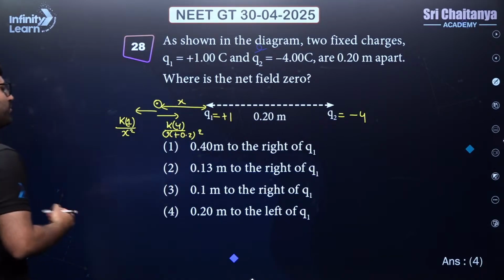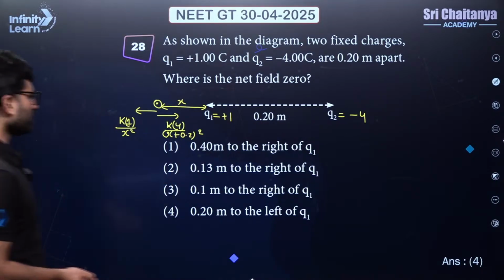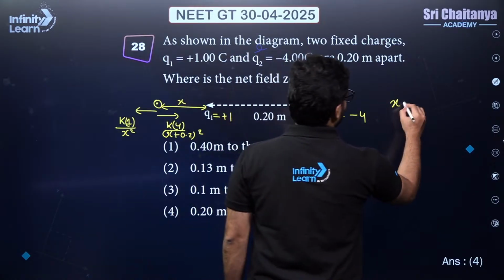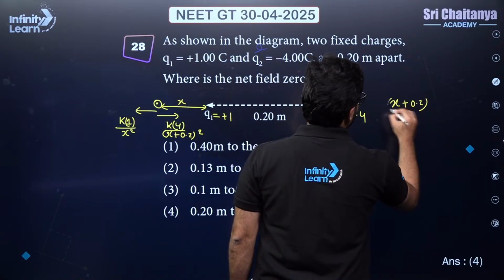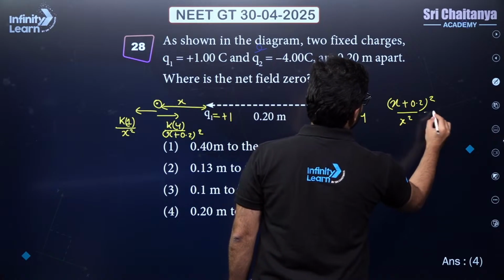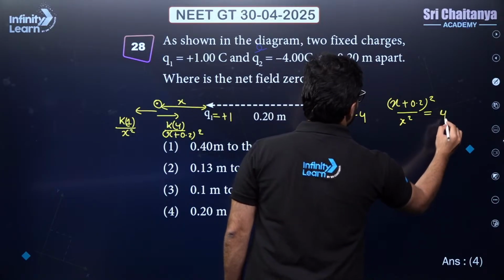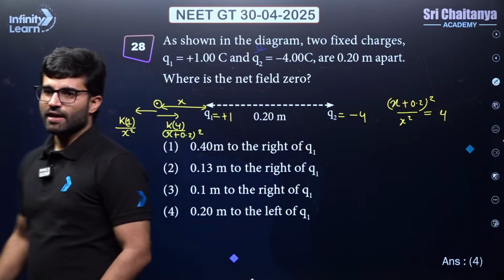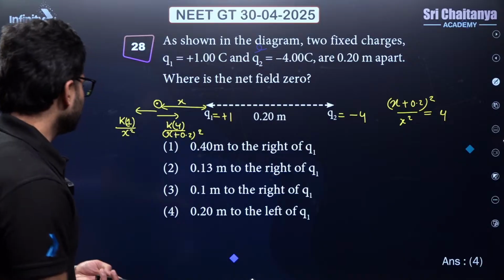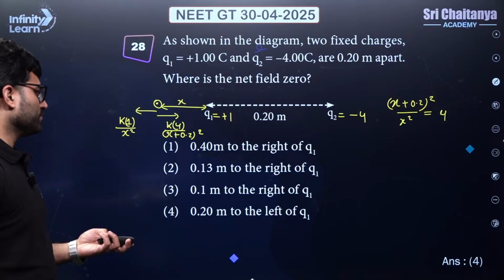Right? So they both should be equal. So you can see that from here x plus 0.2 whole square divided by x square, that is equal to 4, and from here you can calculate the value of x, right? That is clear. So it will come out to be 0.2, right?